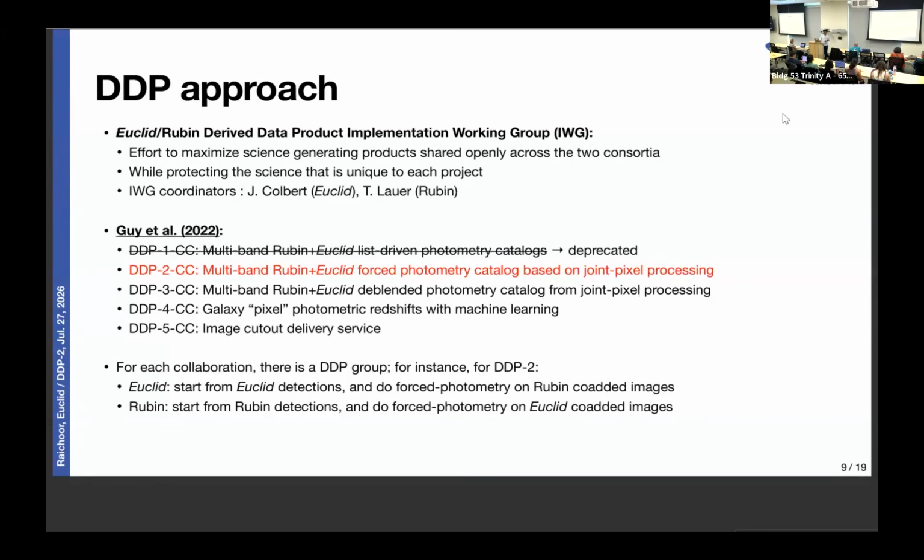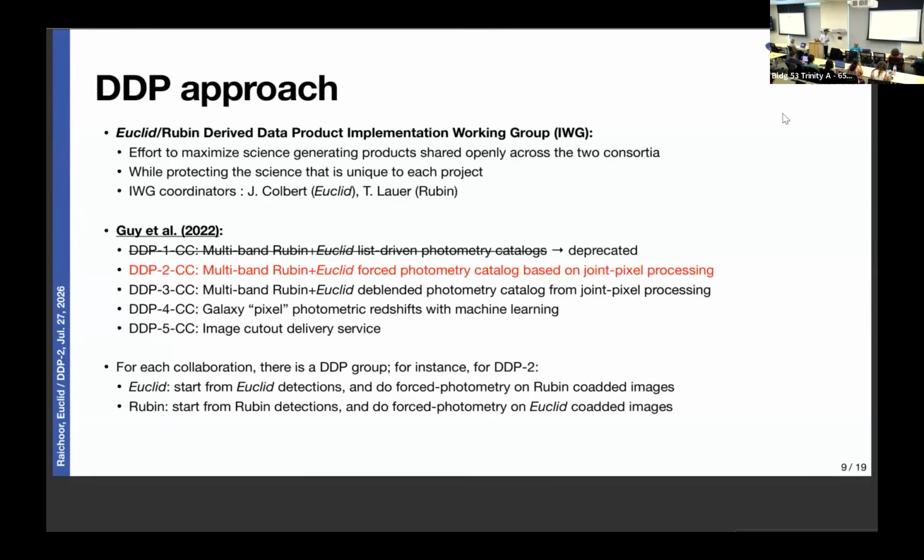A few of them have been identified as cross-cutting, meaning large science cases that would benefit the wider community. DDP2 is the simplest one. It's just to do photometry: you are in one survey and you do photometry on the imaging of the other survey. DDP3, what Charlotte just described, is to do something more complex, to do the deblending using information from both surveys.